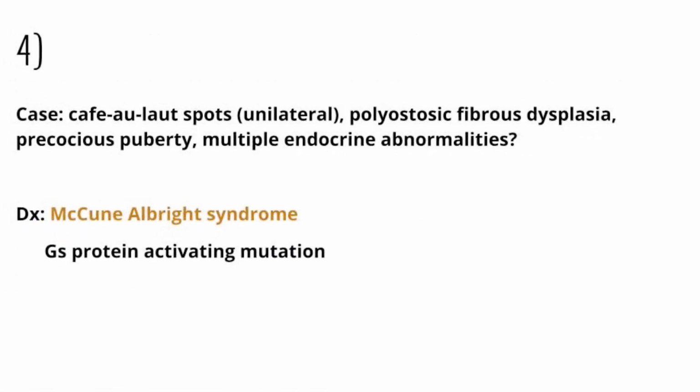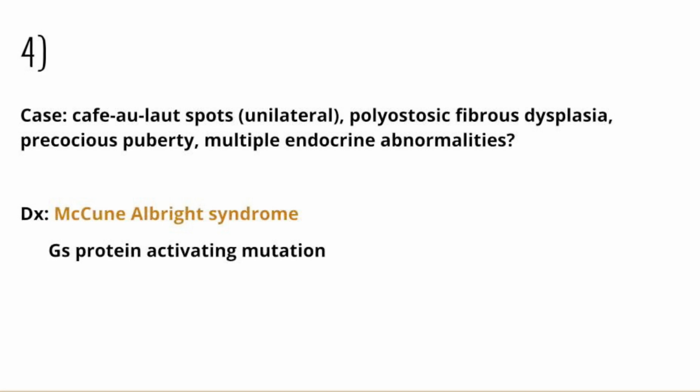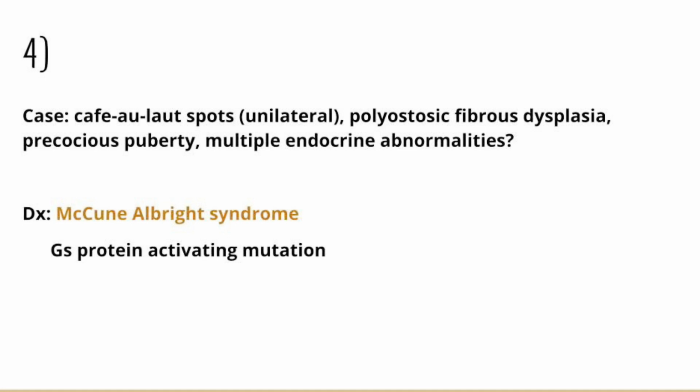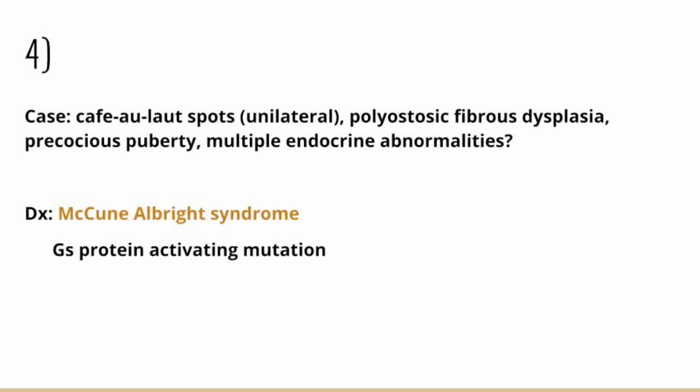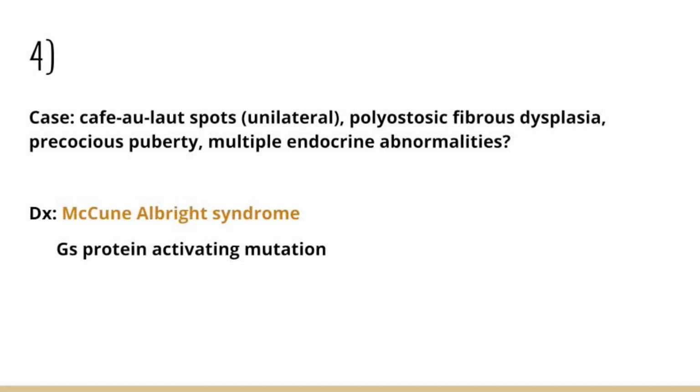The fourth case scenario: the patient has café-au-lait spots which are unilateral, the point to be noted, along with polyostotic fibrous dysplasia, precocious puberty, and multiple endocrine abnormalities. When you see café-au-lait spots that are unilateral, the one differential diagnosis one must always remember is McCune-Albright syndrome. McCune-Albright syndrome is due to a Gs protein activating mutation.